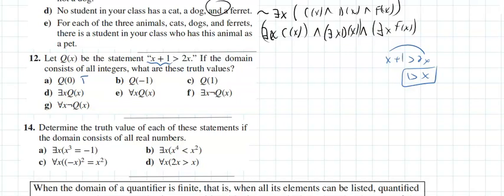And how about Q of negative 1? 0 is greater than negative 2. That one is also true. And how about if I put 1? 1 plus 1 is greater than 2. That's not true. It's greater than or equal, but not greater than.